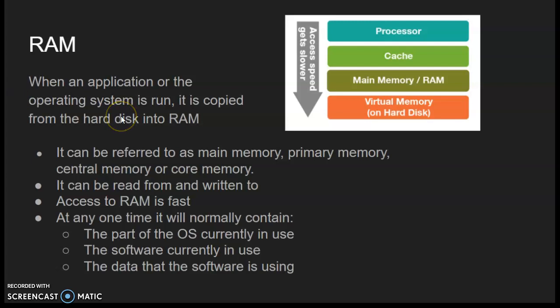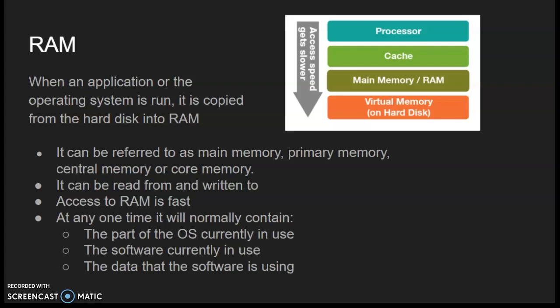RAM can be referred to as main memory, primary memory, central memory or core memory. It can be read from and written to, and access to RAM is fast. It's the same way that when you're working on your Word document, and I keep using Word because it's the best example, sometimes you might make a mistake, you press delete, you go back. So you're reading from it and writing to it, and you're doing it quickly. Access to RAM is fast.